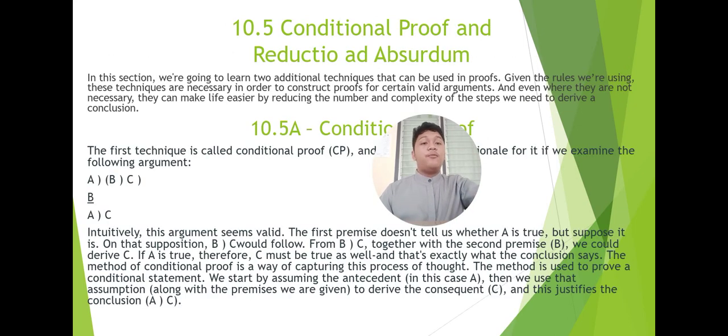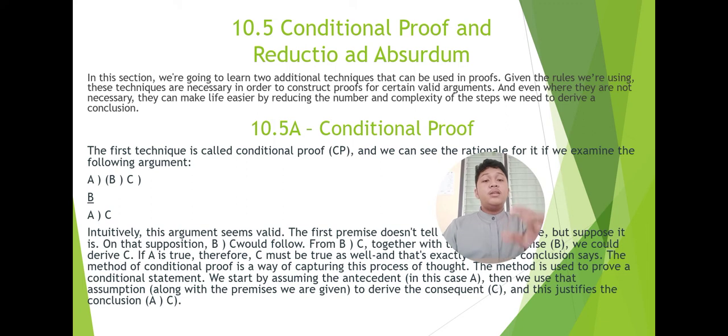So, 10.5, the conditional proof and reductio ad absurdum. In this section, we're going to learn two additional techniques that can be used in proofs. Given the rules we're using, these techniques are necessary in order to construct proofs for certain valid arguments. Even when they are not necessary, they can make life easier by reducing the complexity of the steps we need to derive a conclusion.